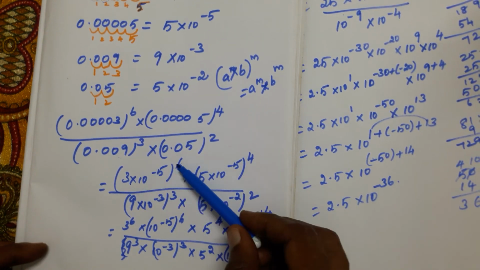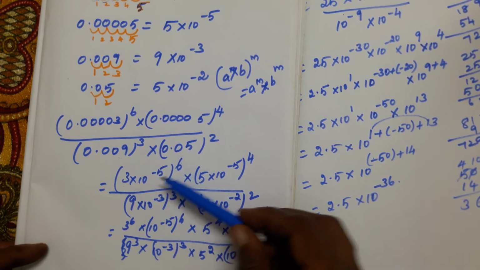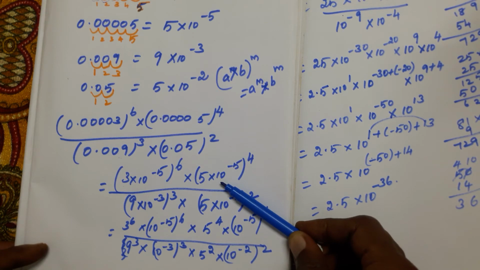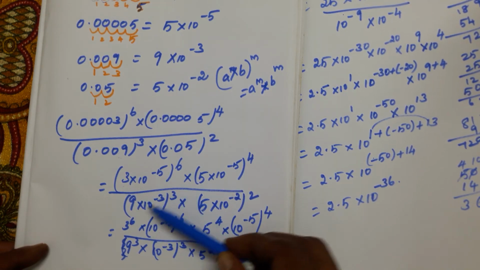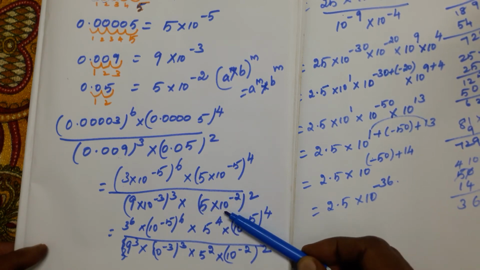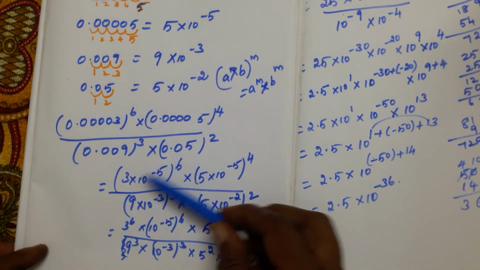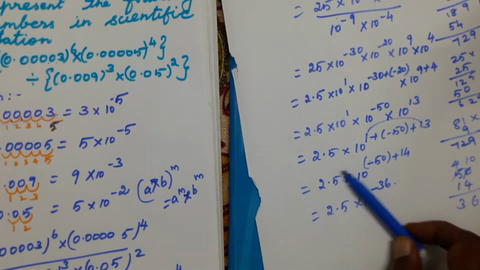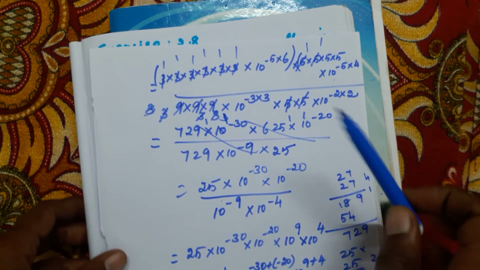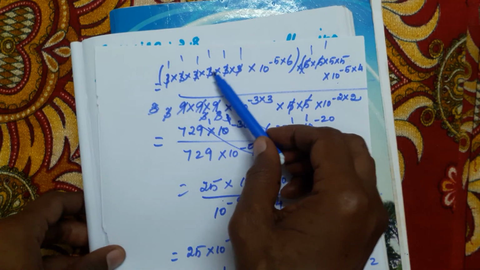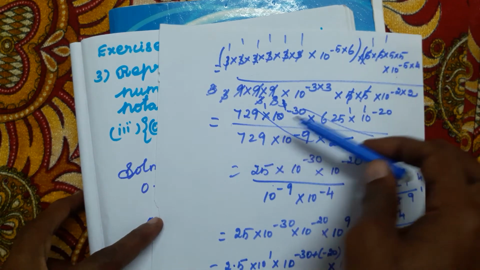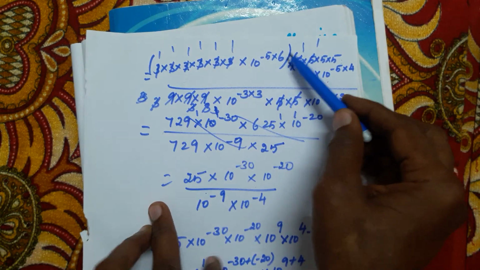It's equal to 3 power 6 into 10 power minus 5, the whole power 6. 5 power 4 into 10 power minus 5, the whole power 4. 9 power 3 into 10 power minus 3, the whole power 3. Next, 5 square into 10 power minus 2, the whole square. So 3 power 6, we can write 3 into 3 into 3 into 3 into 3 into 3, into 10 power minus 5 into 6.